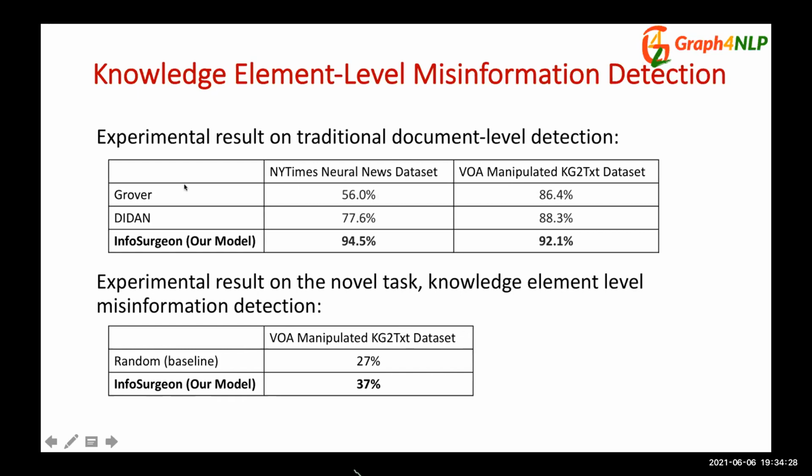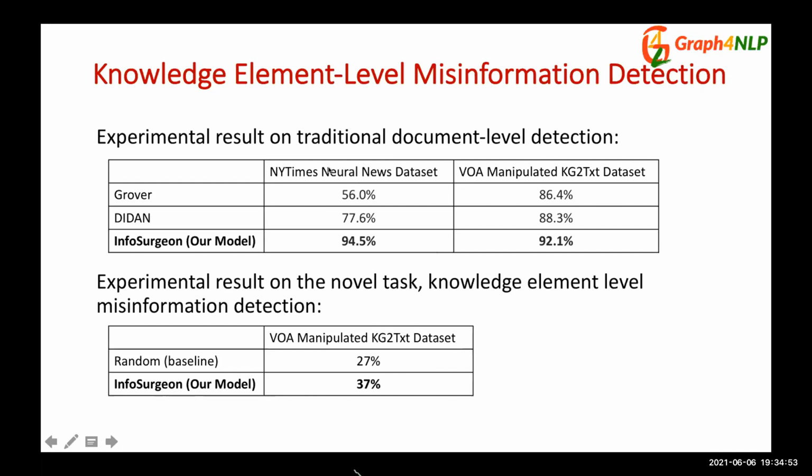Grover is a sequence-to-sequence generation model for fake news detection and generation. Dedan was a model that was published last year at NLP by Boston University. They also tried to use sequence-to-sequence, and they looked into multimedia information, but they did not look into the graph structure. So compared to these two methods, we can see we achieve much better results on both data sets.